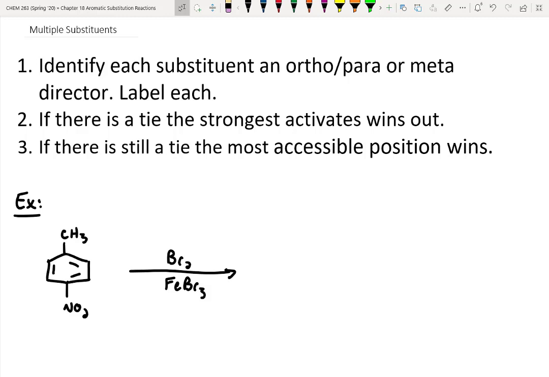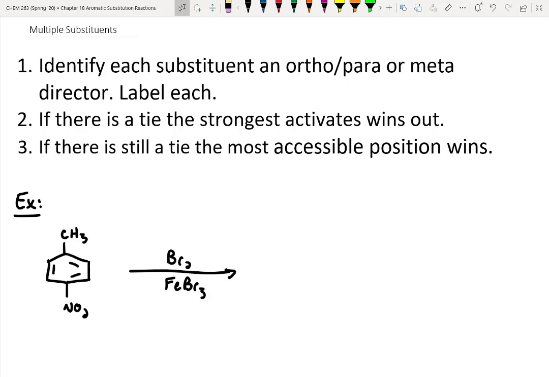Okay, so we've covered all of the electrophilic aromatic substitution reactions for this chapter. The next thing we need to do is determine how to predict which carbon on an aromatic ring will react if we have more than one substituent coming off of the ring. So in order to do that, I have this list of priorities.